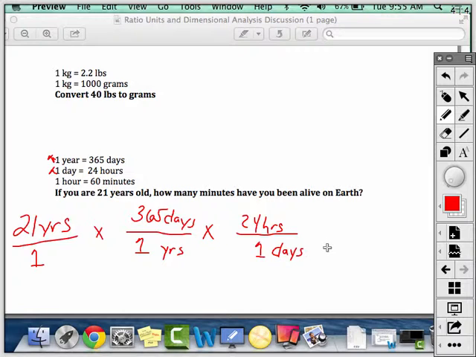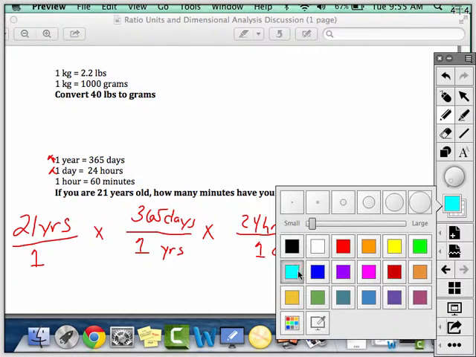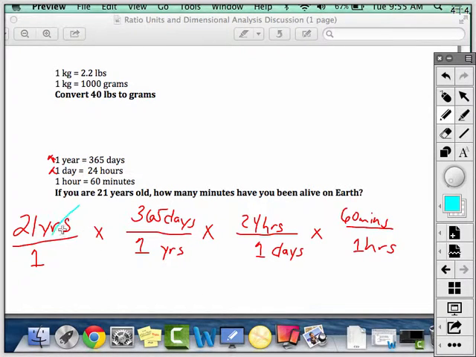Okay. Now, I don't want to know how many hours I've been alive. I want to know how many minutes I've been alive. So I want to cancel out hours. I'm going to put that on the bottom. In 1 hour, last time I checked, there were 60 minutes. I just feel like changing colors because it sounds exciting. So if we go through and see if our units cancel, the years cancel, the days cancel, the hours cancel, and you're left with minutes, which is what you were looking for in the first place. And basically, if you throw that in your calculator, 21 times 365 times 24 times 60, you get a grand total of 11,037,600 minutes.